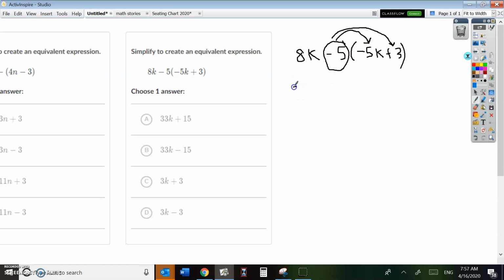So bring your 8k straight down, and now do negative 5 times negative 5k, and that's going to be positive 25k. Okay. Negative 5 times 3 is going to be negative 15. Now combine like terms. This term has a k and this term has a k, so that's going to be 33k minus 15.